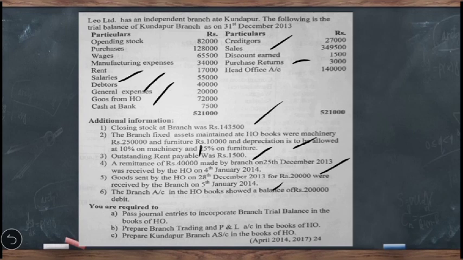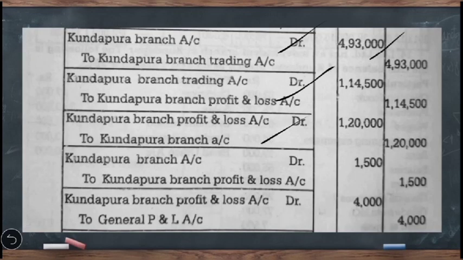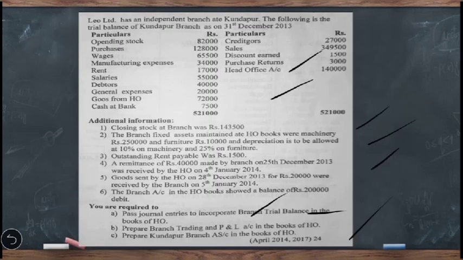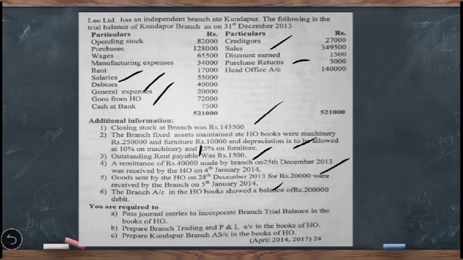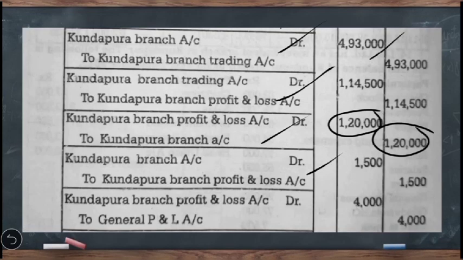Okay. So, to incorporate all these debit items of the profit and loss account, what is the entry we have to pass? The entry will be branch profit and loss account debit to Kundapur branch account. So, total amount of debit given to the profit and loss account will be 1,20,000. Okay. After that, we have to pass the next entry for incorporating the credit item of the branch profit and loss account. Here we have only one item, that is discount earned amounting to 1,500. Now, what is the entry we have to pass? The entry will be Kundapur branch account debit to Kundapur branch profit and loss account.